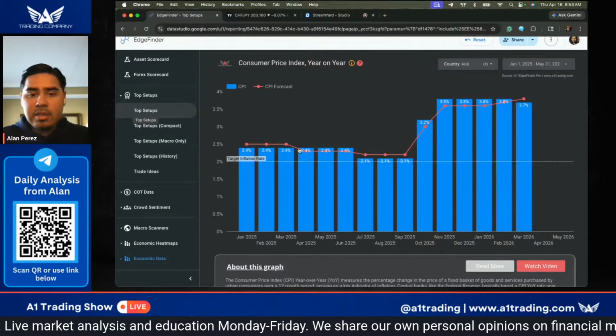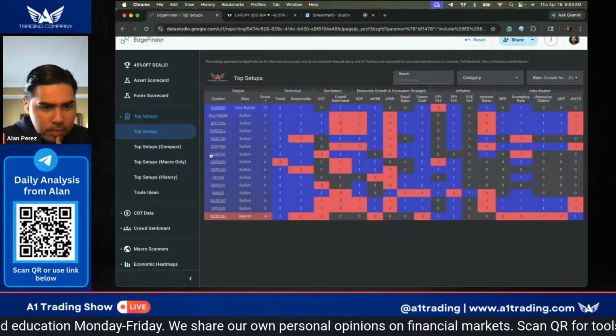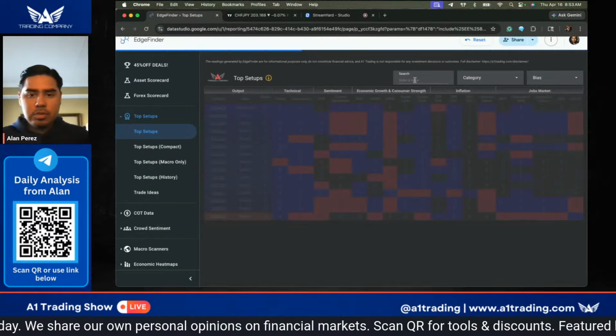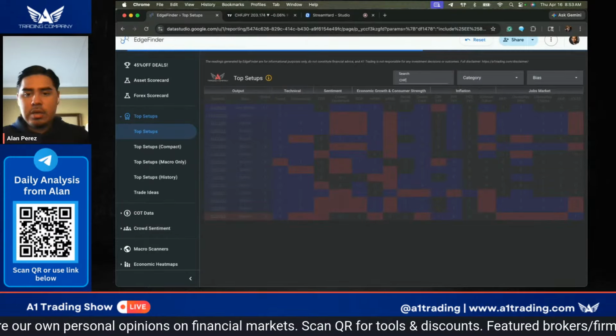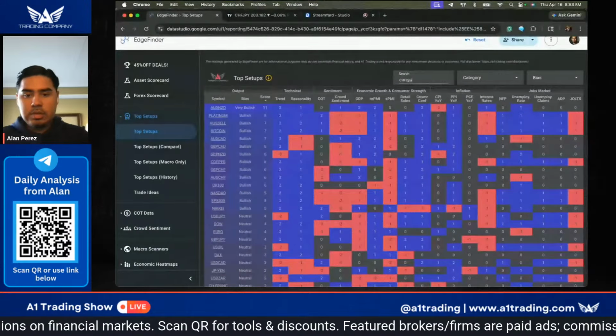If I look at the actual, let's go look at the top setup page here. I don't seem to see it here. Let me see. Let me include neutrals and go to Swiss yen. Let's see, Swiss yen.